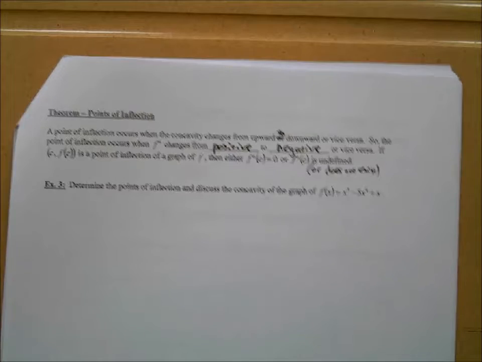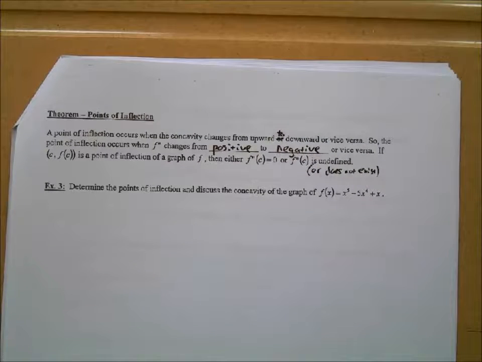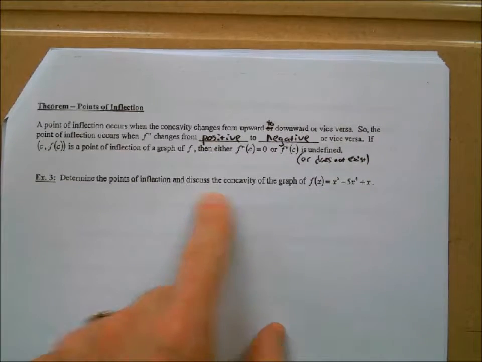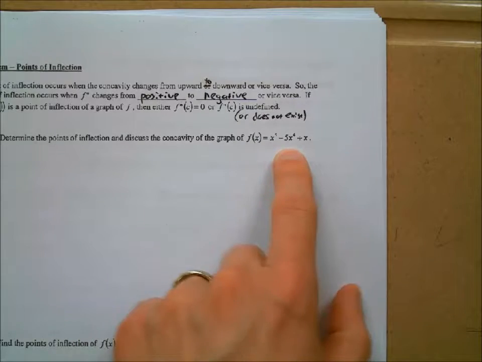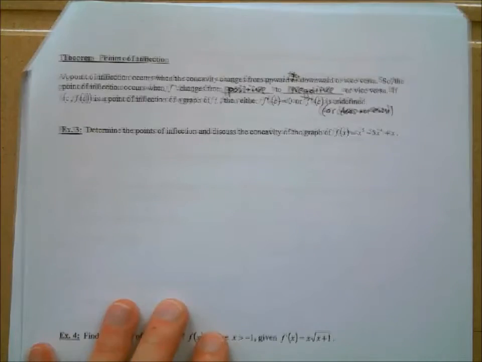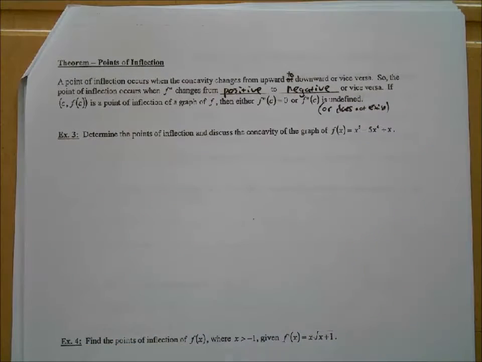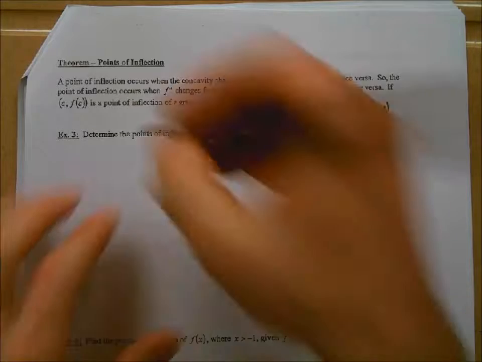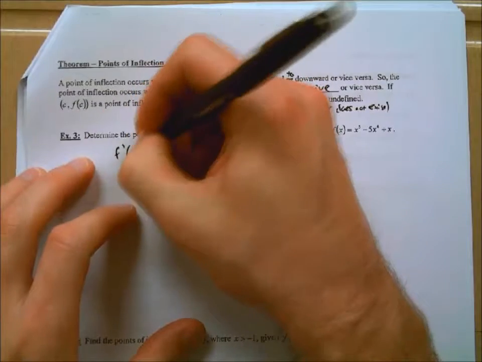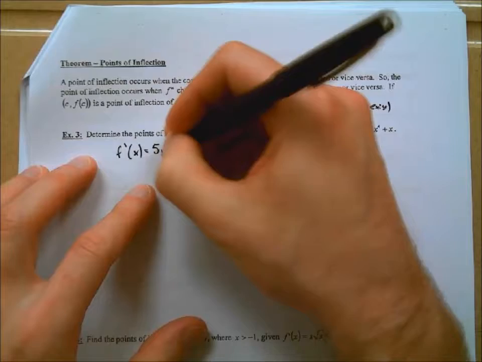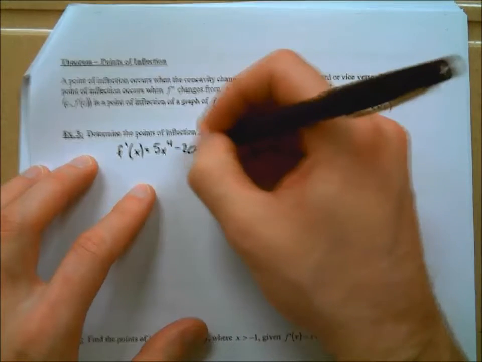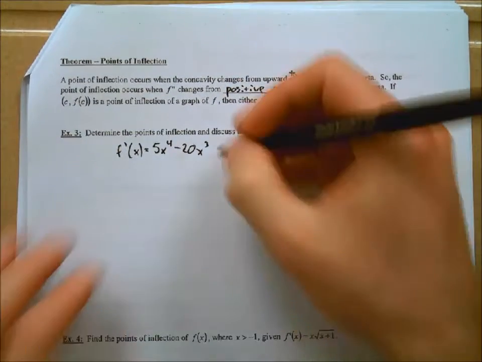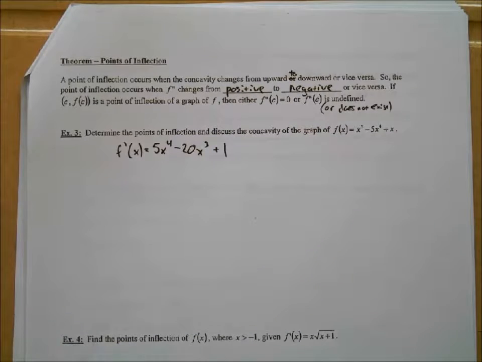Okay? So for number 3 here, we'll go ahead and just jump into that one and find the points of inflection. Determine the points of inflection and discuss the concavity of the graph of f of x equals x to the 5th minus 5x to the 4th plus x. So that means we need to do what here? Find the second derivative. To find the second derivative, we're going to find the first derivative first: 5x to the 4th minus 20x to the 3rd plus 1. Don't forget the derivative of x is 1.